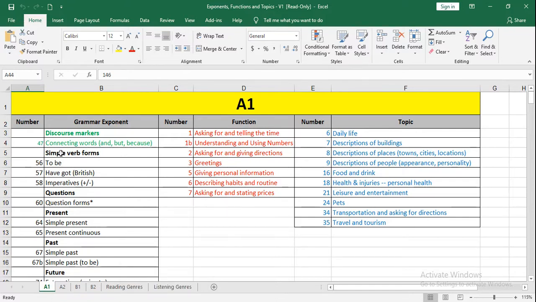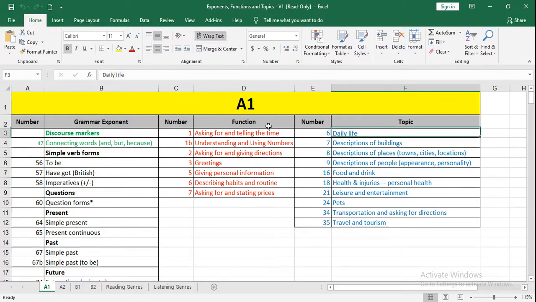We've put it into an Excel file, so we can see here at A1 level, grammar exponents. It gives you a list of all the grammar exponents we expect at that level. So you can see here, for example, number 60, question forms. That's what we're looking at in our item. And then similarly, functions. This tells us what kind of question it should be. So it could be a question where we ask for the time, for example, where we ask about directions, where we ask about personal information, and then also topics as well.